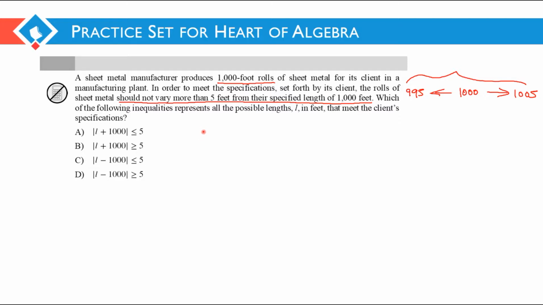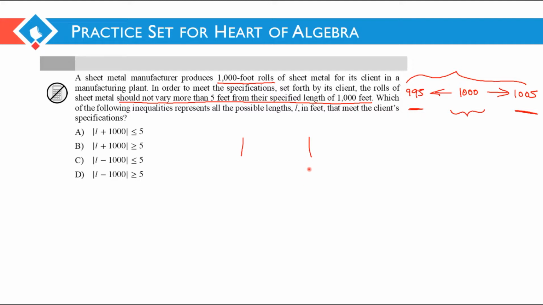But in this case, because we're dealing with absolute value and we're looking at distance from this number, you can think of it as we are looking for the distance between this number right here and this number right here from this middle number over here. And anytime you're trying to calculate distance, we know we're going to be dealing with absolute value, because distance from a number is always positive.